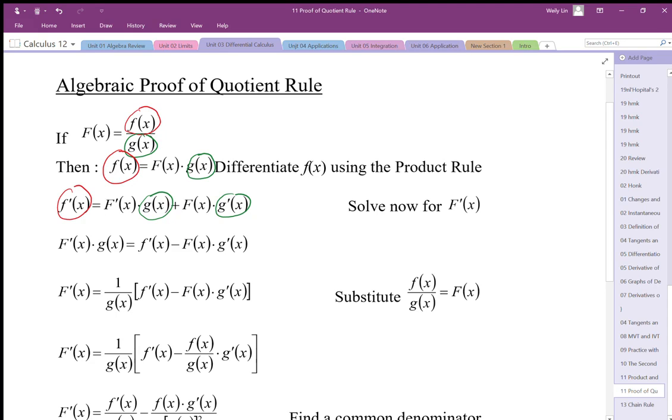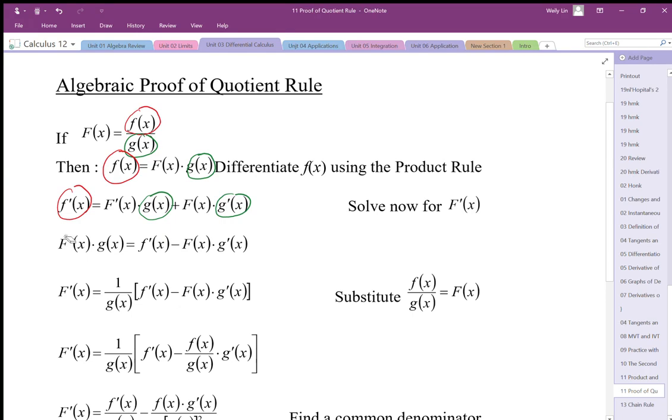So once I've applied the product rule, well, that's great. I've actually generated the derivative I wanted, big F prime. That's my derivative of this quotient. So I just need to rearrange this expression for big F prime. So I move the big F times g prime to the other side, and notice that I'm starting to get something that looks like the quotient rule. I got that minus in there.